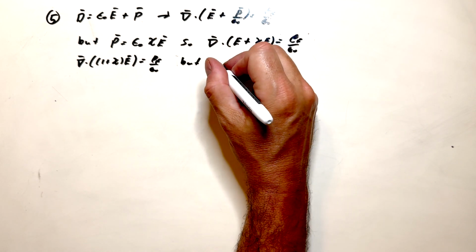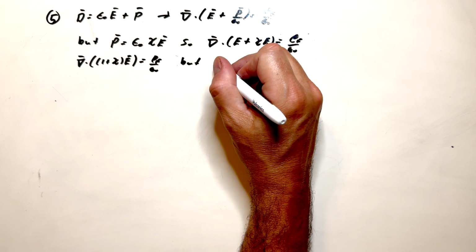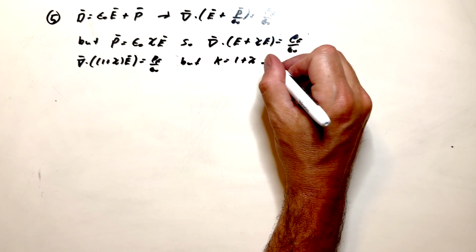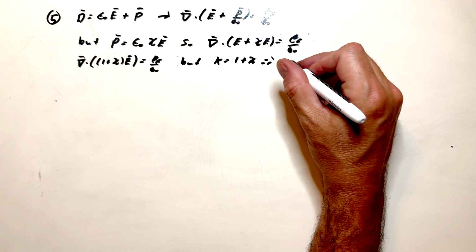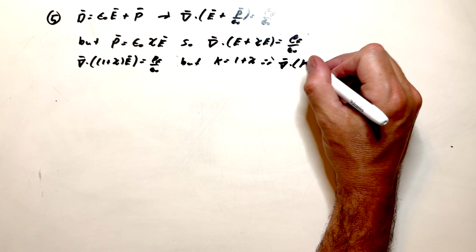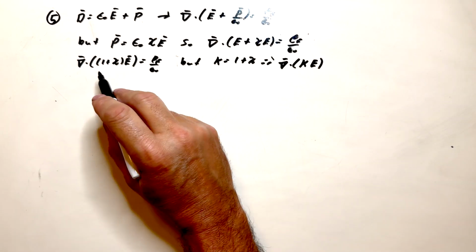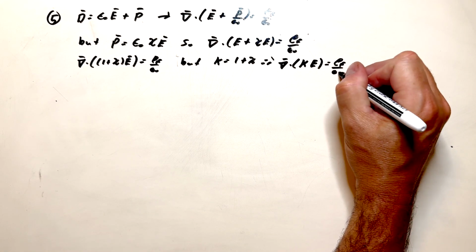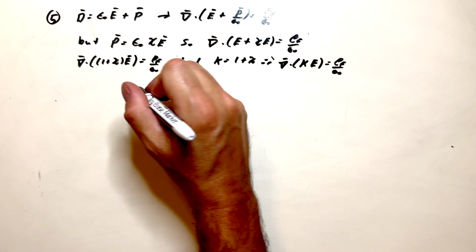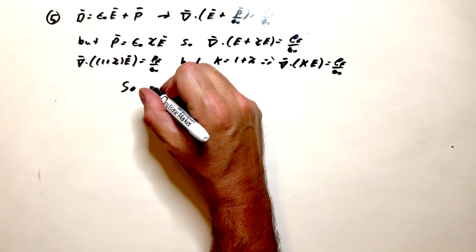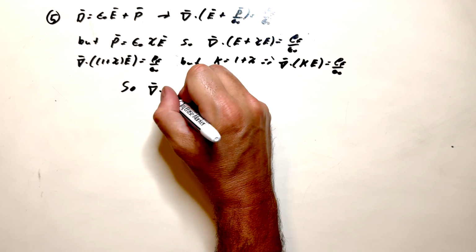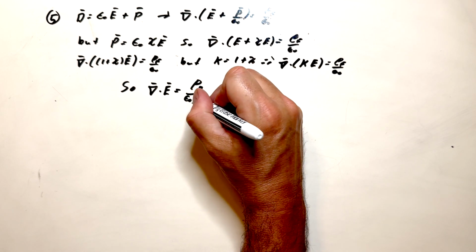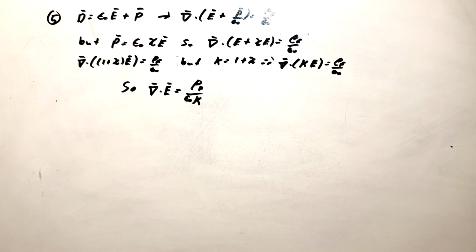But kappa is equal to 1 plus chi. And this implies that del dot kappa E, where I've just replaced 1 plus chi with kappa, is equal to rho F over epsilon naught. And that is pretty much the final result. That means that del dot E is equal to rho F over epsilon naught kappa. And that's what we set out to show.